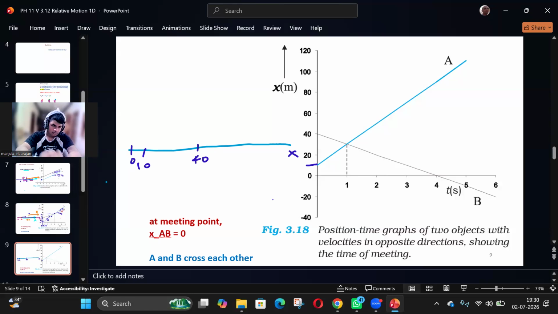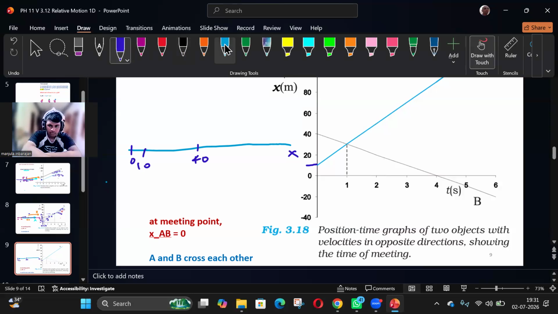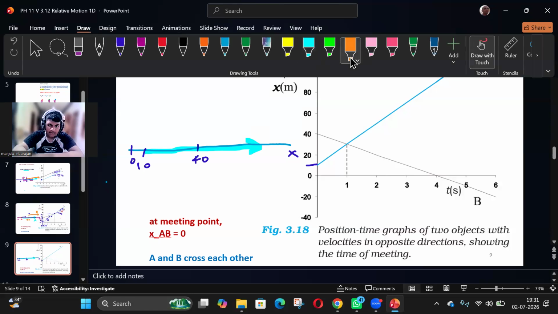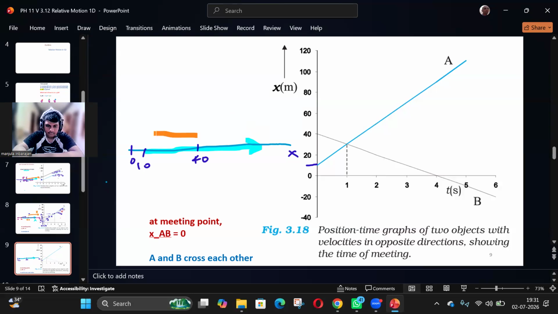So starting from 10, is A moving towards right or left? It's moving towards right because velocity is positive. But B, starting from 40, is moving towards left. Okay. So this is B's motion. This is A's motion. Okay, sir.